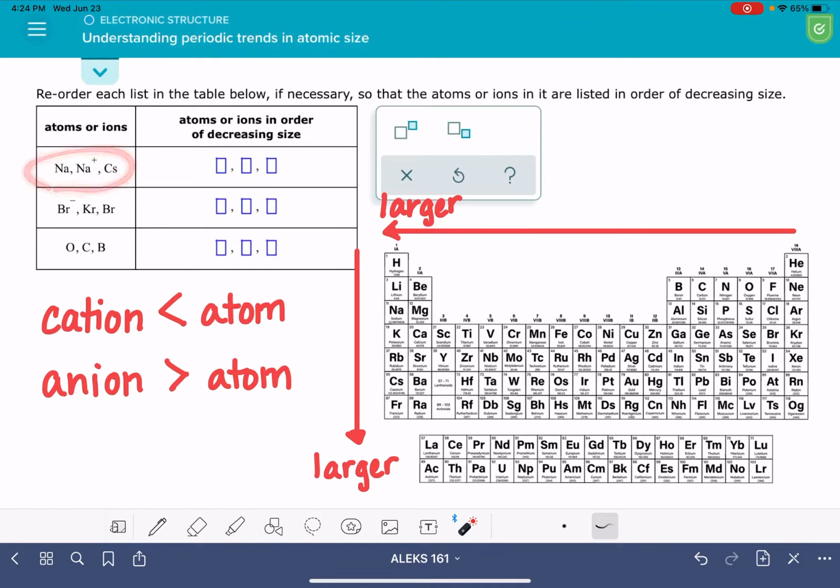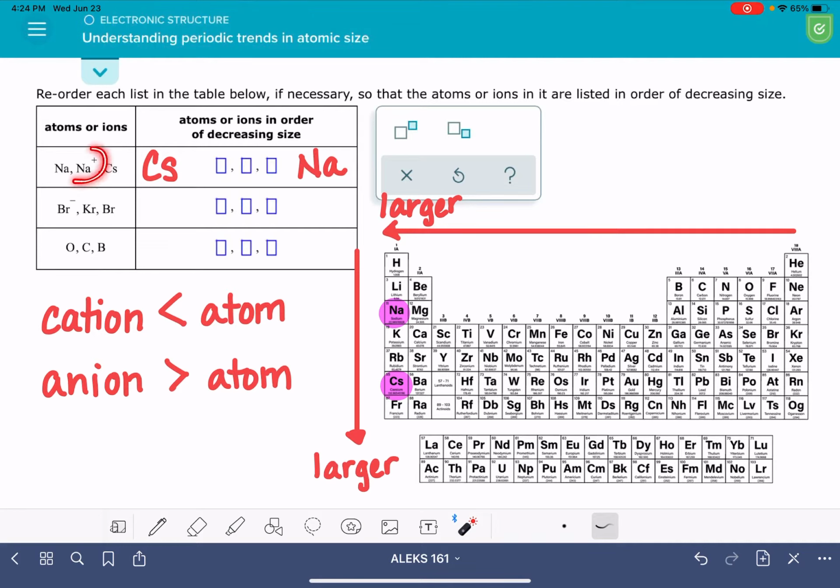Let's start by just finding these elements on the periodic table. Here's sodium and here's cesium, and we also have the sodium ion. First thing we should do is just rank the sodium atom and the cesium atom with respect to each other. We can see that because cesium is lower on the periodic table, cesium is going to be the largest, and sodium is going to be smaller than cesium.